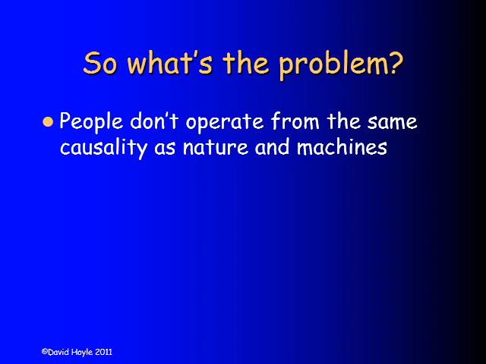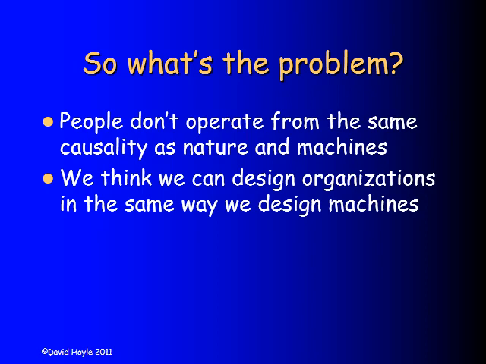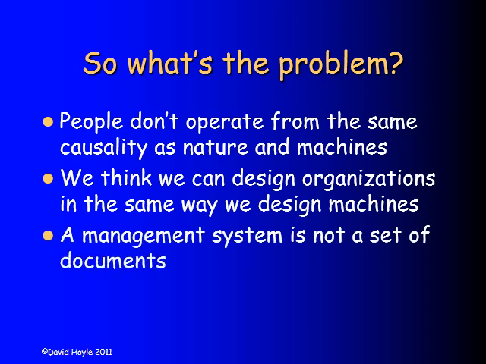People don't operate from the same causality as nature and machines. We think we can design organizations in the same way we design machines, and a management system is not a set of documents. The behavior of nature and machines is based upon its inherent design properties. If you plant an acorn, you get an oak tree. You don't get a horse, chestnut, or a chestnut horse.